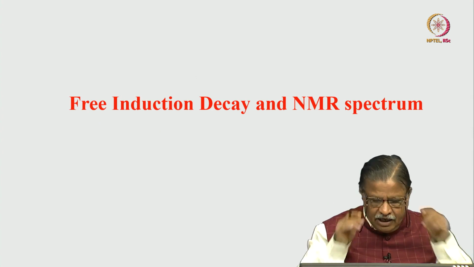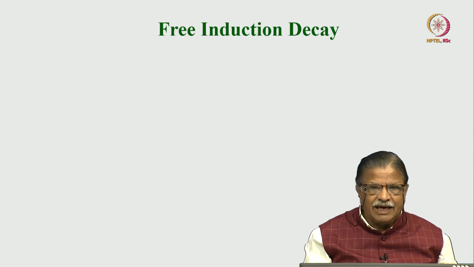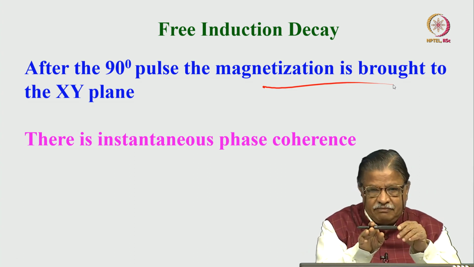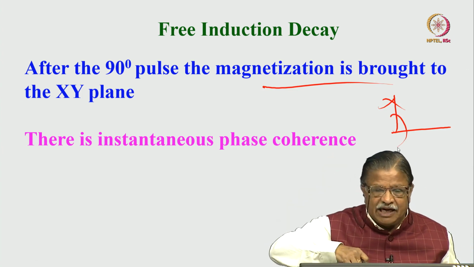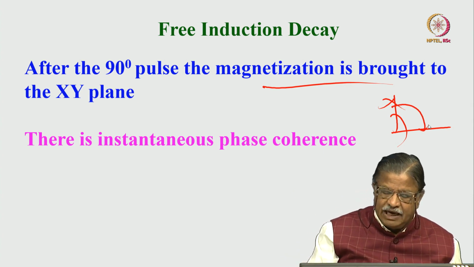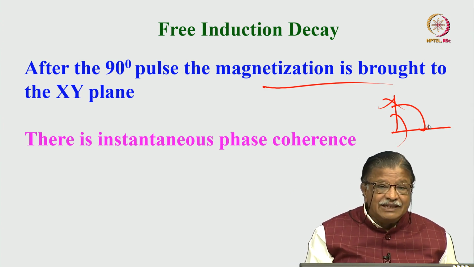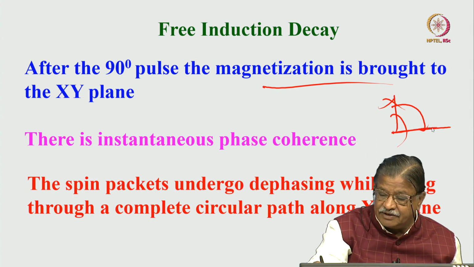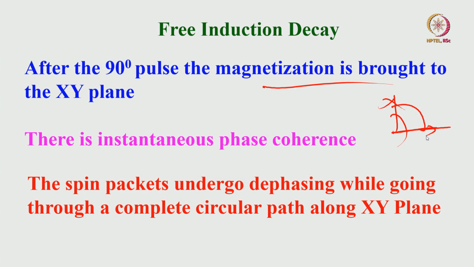Okay. Now, I am going to introduce what is called the free induction decay, and how you get the NMR spectrum. Look at it, after the 90-degree pulse what happens? The entire magnetization is brought to the XY plane. Magnetization, which is the sum of the z component vectors, the magnetic moment vectors which we already discussed, comes to the x or y axis or the xy plane, and as soon as you bring it to the x or y axis, there is what is called instantaneous phase coherence. All the spins are aligned along this particular axis. There is complete phase coherence, but what happens?